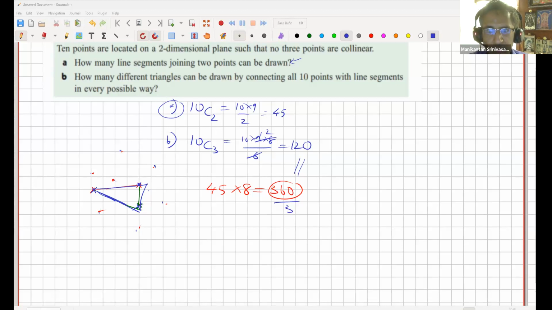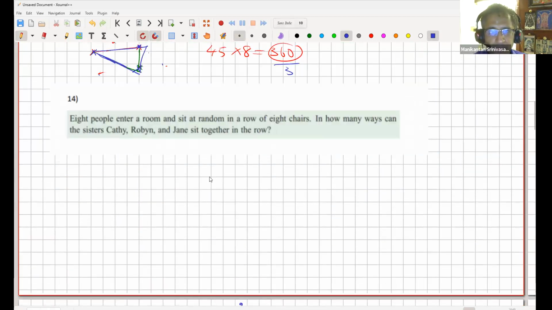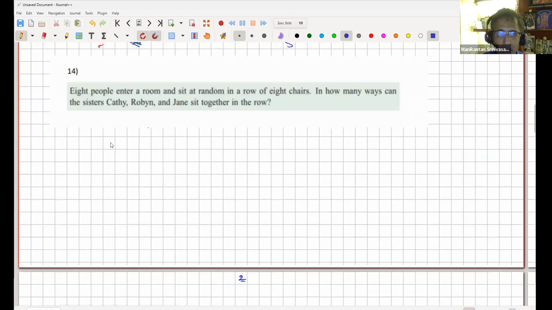Okay, question 14. 8 people enter a room and sit at random 8 chairs. Okay, we can make up a few different questions in this. First let's do this straightforward question. How many ways can C, R, and J sit together? We have done many questions by now. We should be able to tell this.